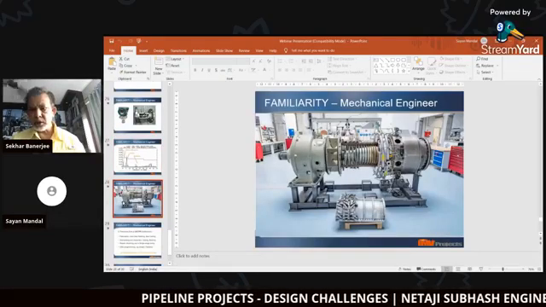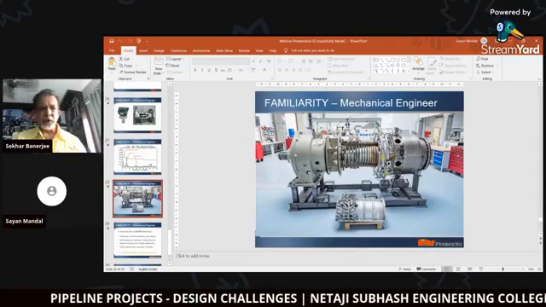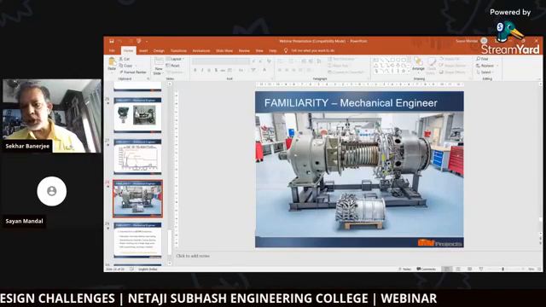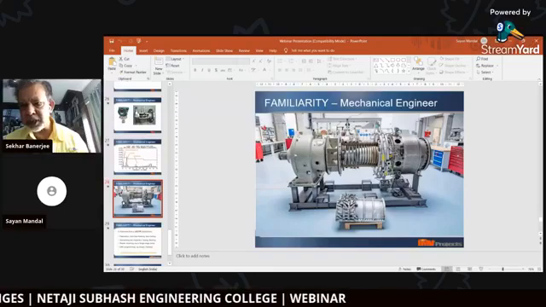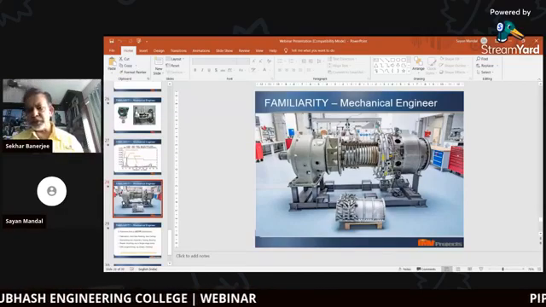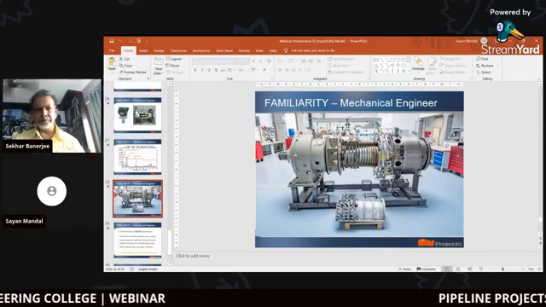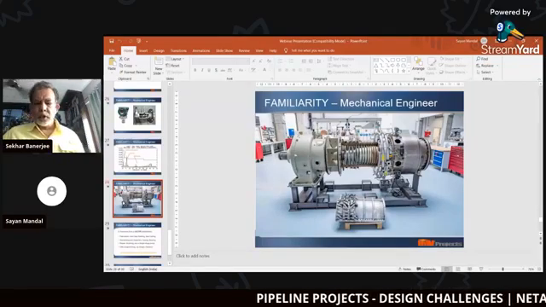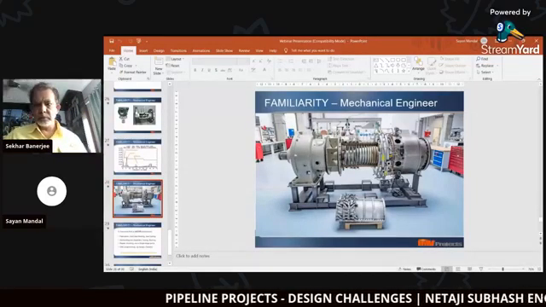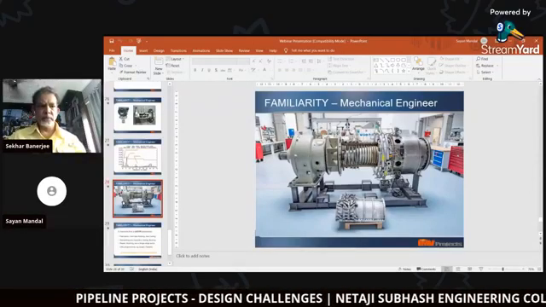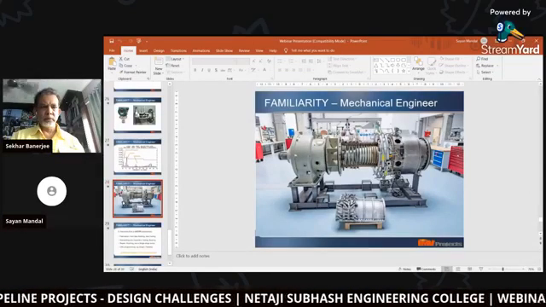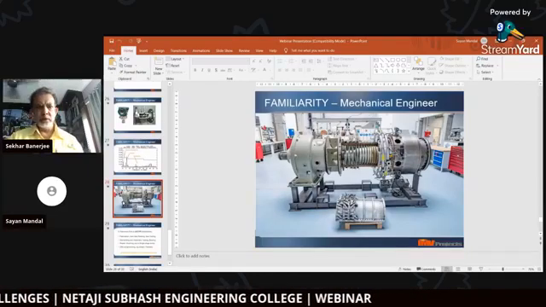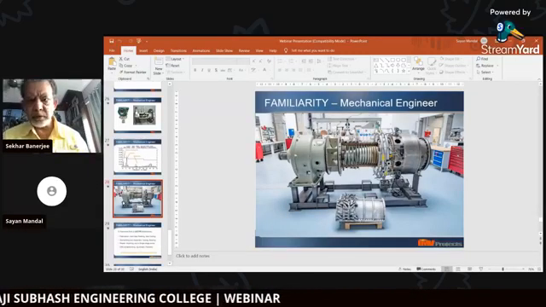Next slide, please. Yeah. Now, what is this? Now, I'll pause and let a student answer, not a teacher. A student, please answer. Try to answer. If it is wrong, also answer. Okay, seems some of you got it right. Yes, it's a gas turbine.